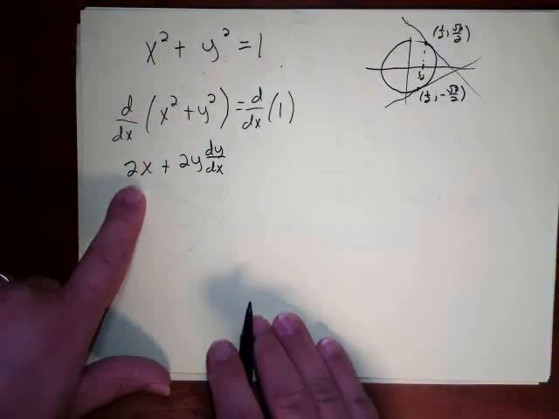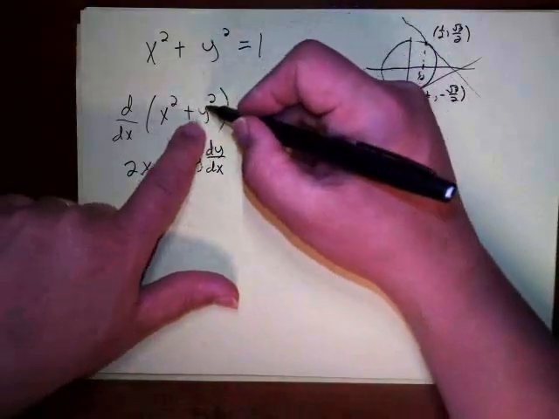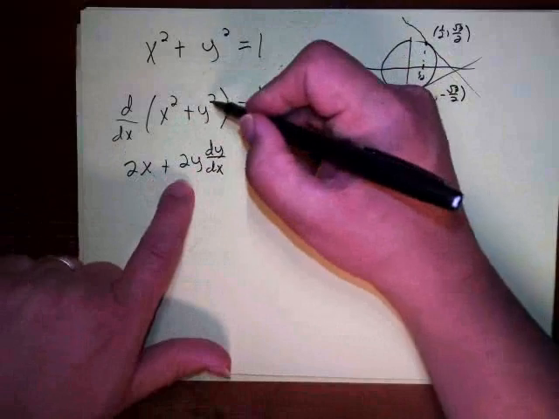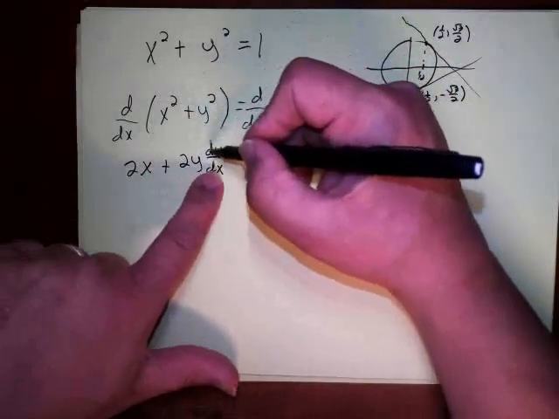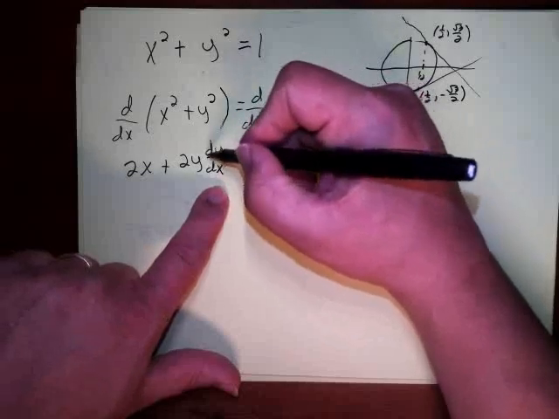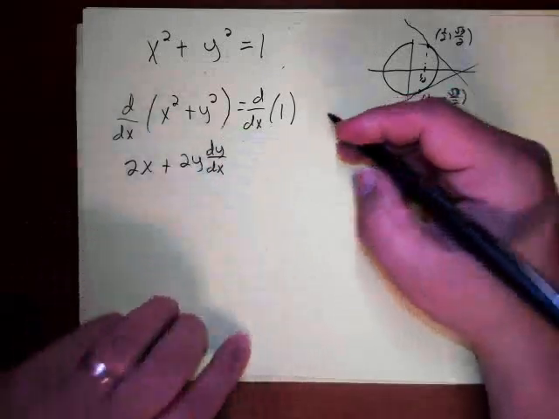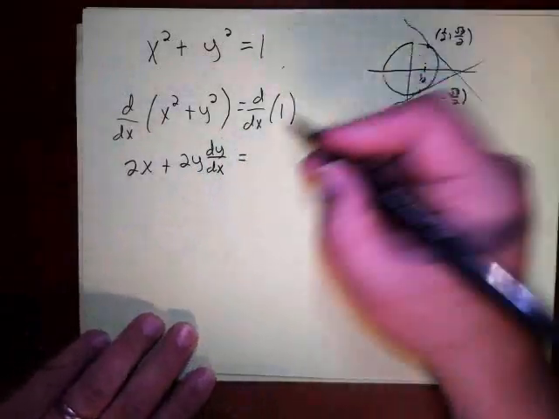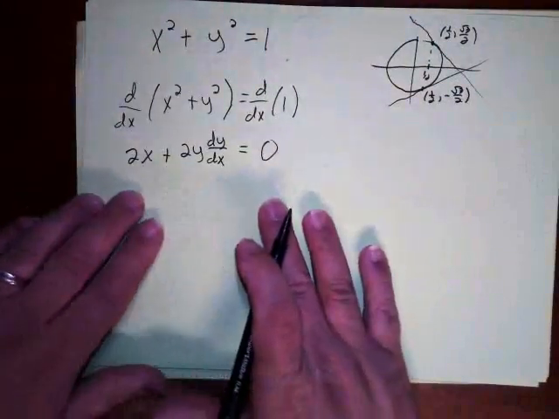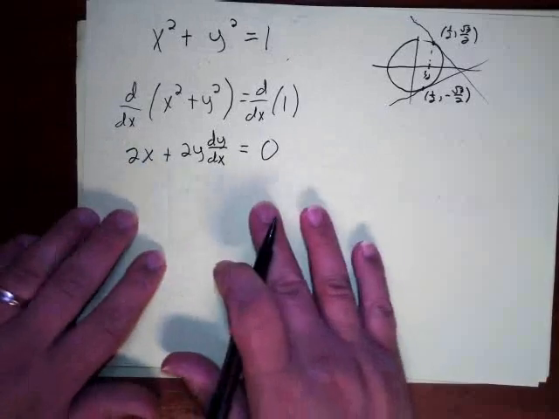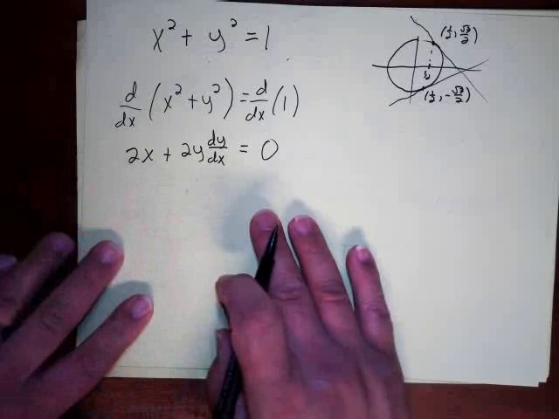So this with respect to x is just 2x. This one, I treat as something squared with y inside. So I do the derivative of the outside function evaluated at y times the derivative of the inside function, which is just dy dx. Okay, so that's this side. Now if I take the derivative of 1 with respect to x, I would get just 0. Okay, so now I get an expression that involves dy dx and x and y.